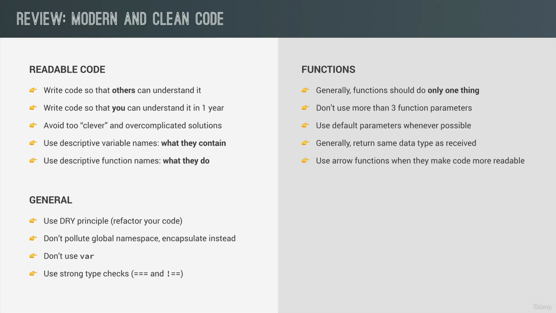So for example, if you receive 2 or 3 numbers as an input to a function, then probably you will want to return a number as well. That makes more sense when you consume the function later. And again, this is a rule that you can of course break, but it's good to keep this one in mind. Finally, you can and should use arrow functions whenever they make the code more readable, okay?